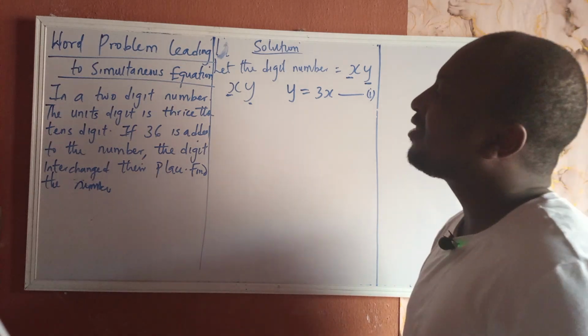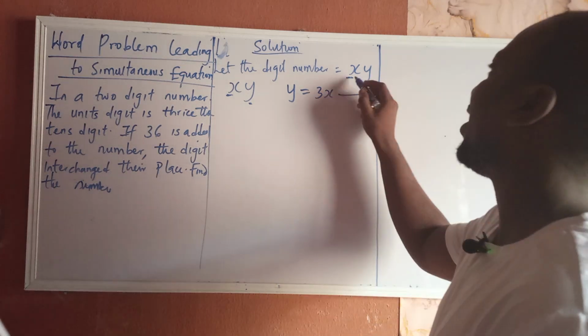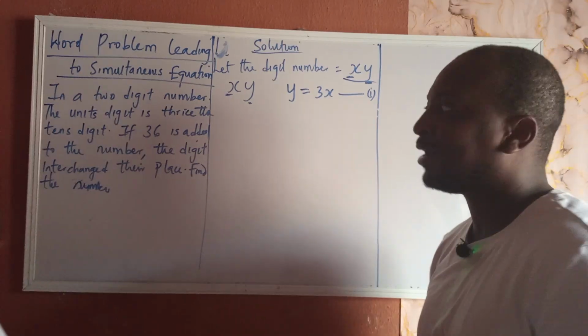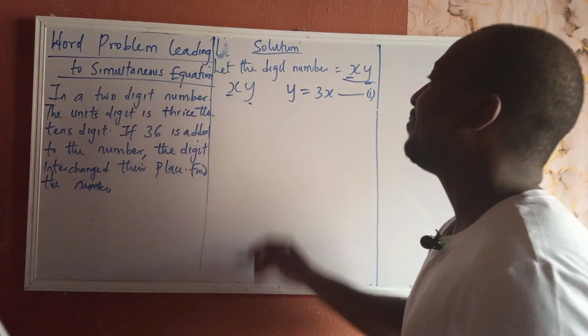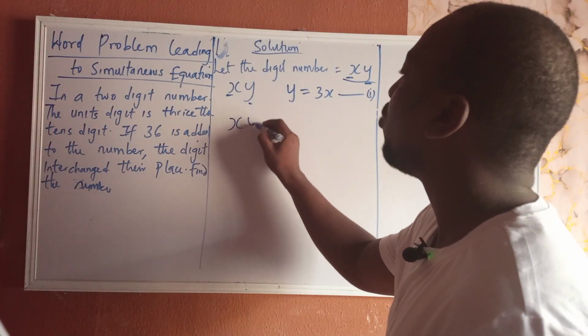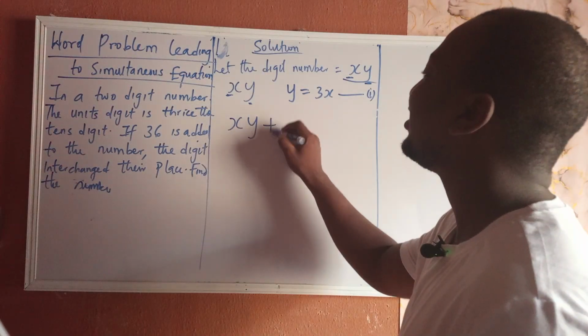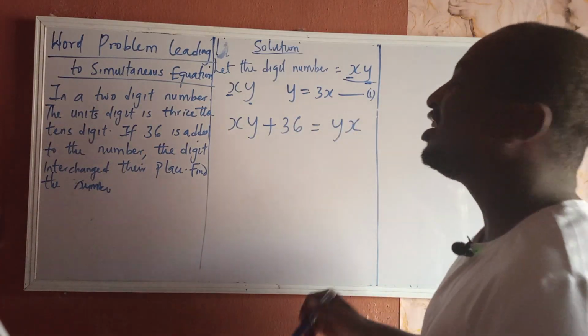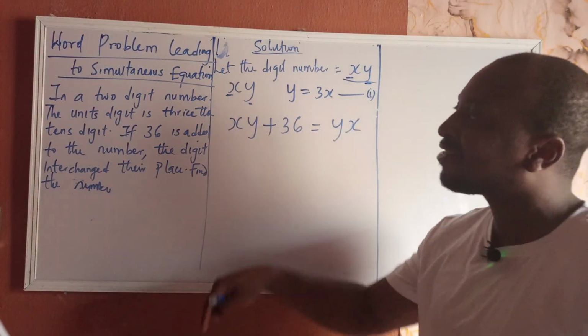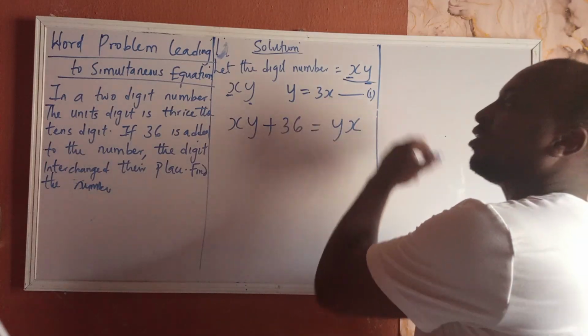Now, if 36 is added to the number, don't forget the number is xy, a two-digit number, the digits are interchanged. That means if I add 36 to xy, it will give me yx. Interchange means that the unit becomes the tens and the tens becomes the unit.